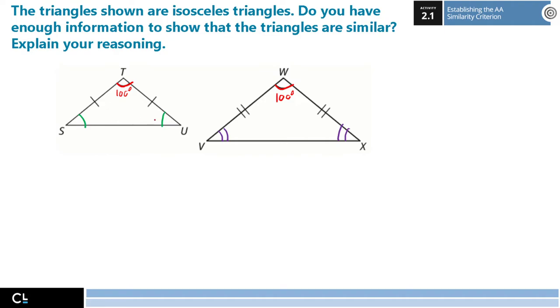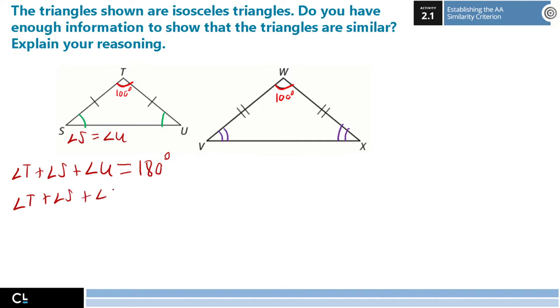Now, one thing we need to think back and recall is that if we add angle T, angle S, and angle U together, it should equal 180. So, right, angle T plus angle S plus angle U equals 180 degrees, right? But one thing we know is that angle S is equal to angle U. So what I'm going to do is swap out this angle U here for another angle S. We're going to say angle T plus angle S plus angle S equals 180.